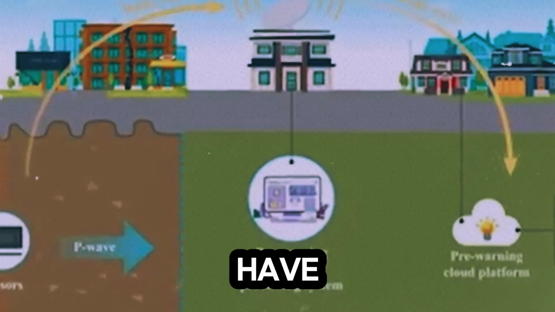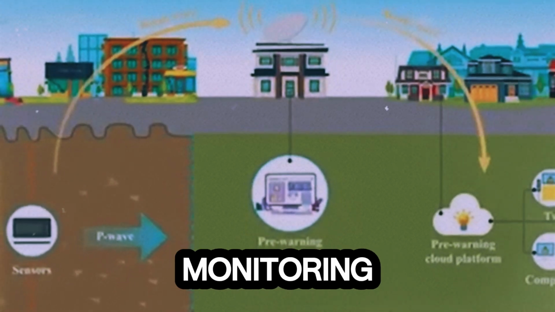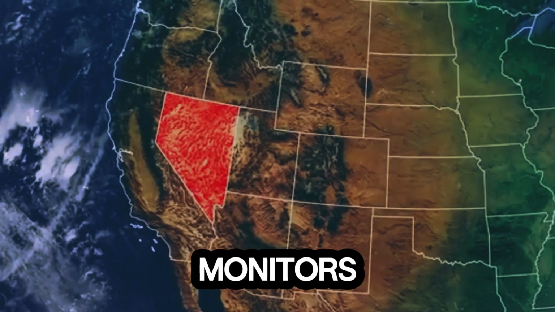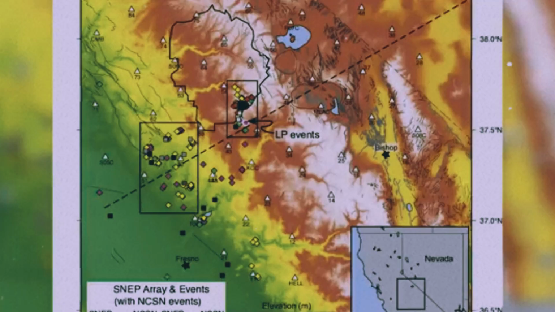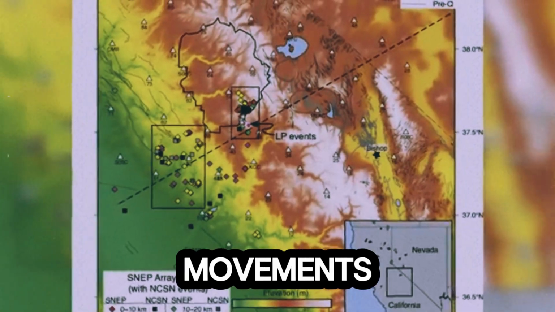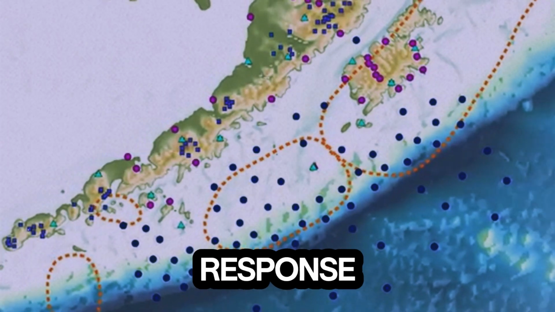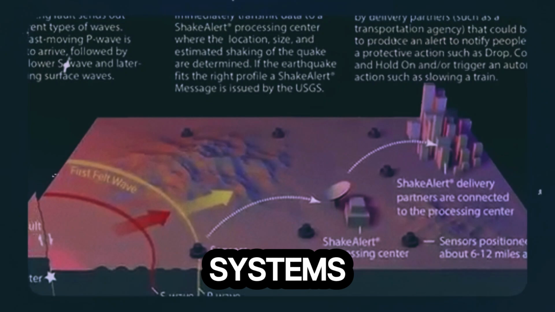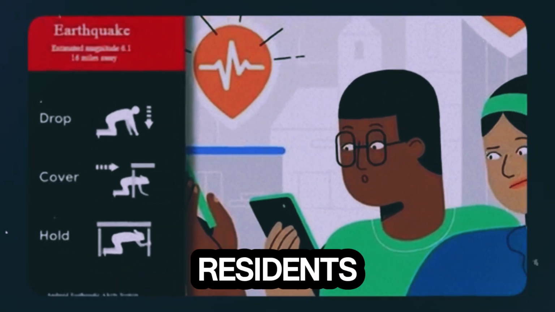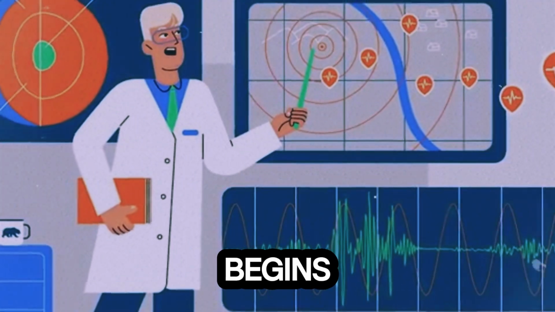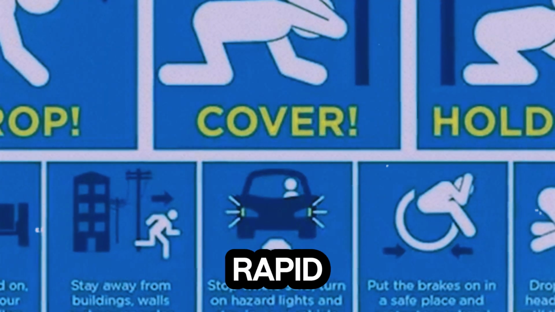Technological advancements have further enhanced earthquake monitoring and early warning capabilities. Seismometers deployed throughout California continuously monitor ground movements, providing real-time data that informs emergency response actions. Early warning systems, such as ShakeAlert, utilize this data to alert residents and businesses seconds to minutes before shaking begins, allowing for rapid protective action.